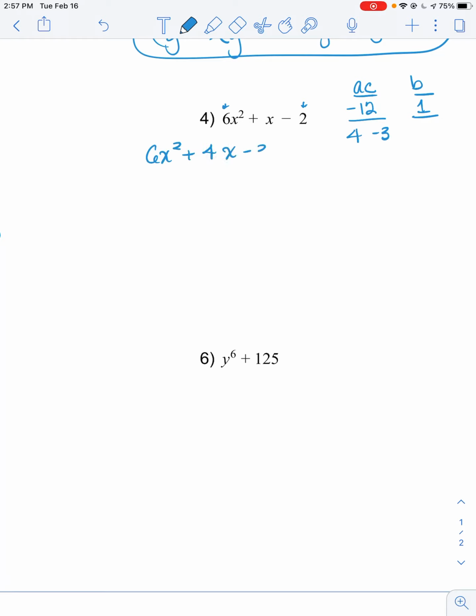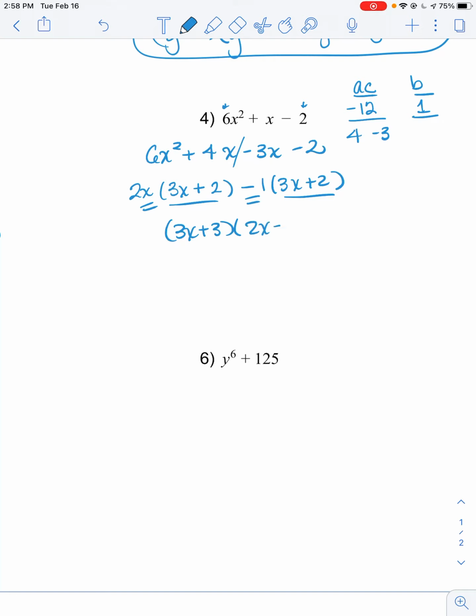That's how I rewrite or unfoil this, making it a four-term polynomial that I can then use grouping on. The GCF of this first group is 2x, and I get 3x plus 2. The GCF of the second group is actually negative 1, and I get 3x plus 2. Now I have a GCF of 3x plus 2. What's left? 2x minus 1, and that is the fully factored form there. Did you catch my mistake? That should be a 2.